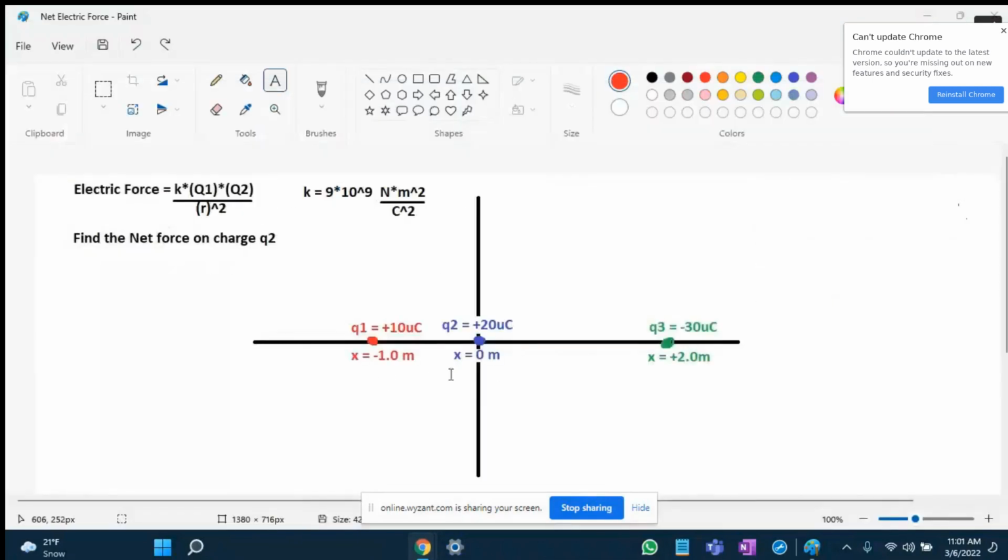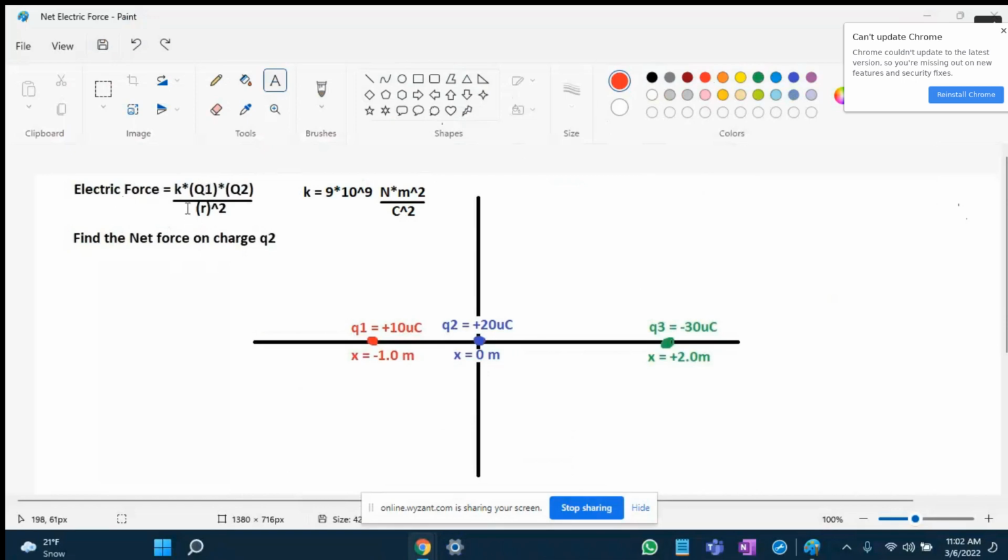I have drawn the three charges here. I've also written down the electric force formula, which is K times Q1 times Q2 over R squared, where Q1 and Q2 are the magnitudes of the two charges, and R is the distance in meters between the charges, and the constant K is 9 times 10 to the 9 newtons times meters squared over coulomb squared. So the net force on charge 2 will be the vector sum of the forces exerted by Q1 and Q3.